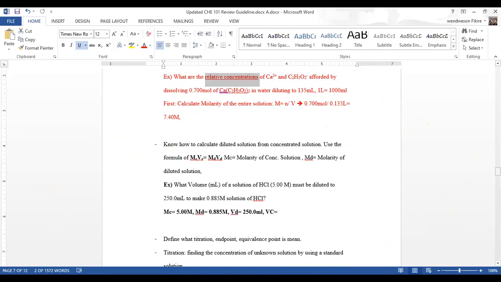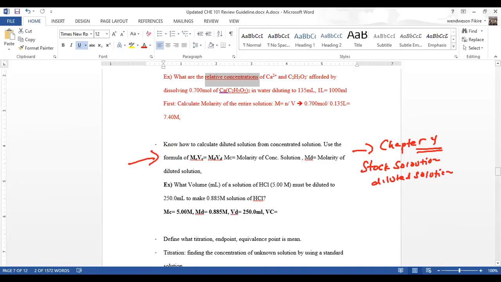So the other thing that we need to know is how to calculate a diluted solution from a concentrated solution. Again, I would invite you to go to Chapter 4. We spent a huge amount of time on stock solution versus diluted solution. The way we dilute a solution is by adding water. Examples were given, so review those pointers on how to calculate.